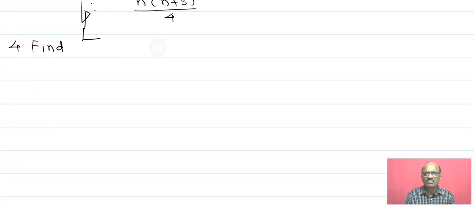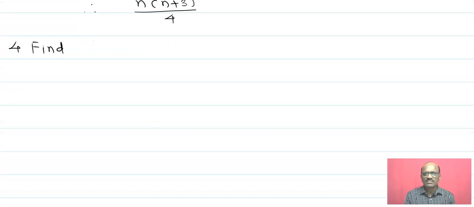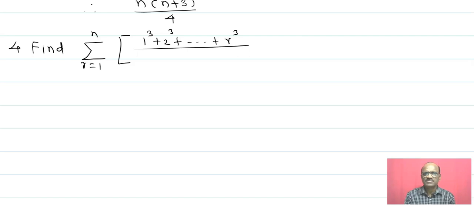Now the next is n into n plus 3 upon 4. Now the fourth problem, find the next problem: summation r is equals to 1 to n of the summation, 1 cube plus 2 cube plus up to r cube, and this whole divided by r into r plus 1, bracket complete.